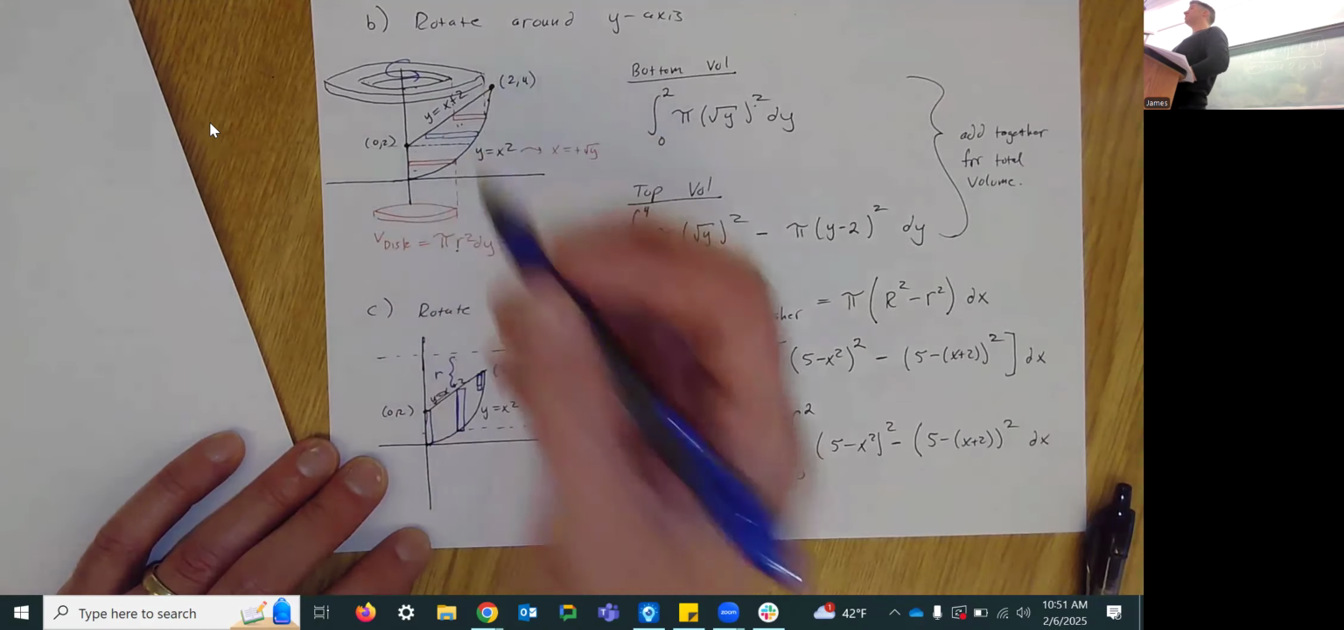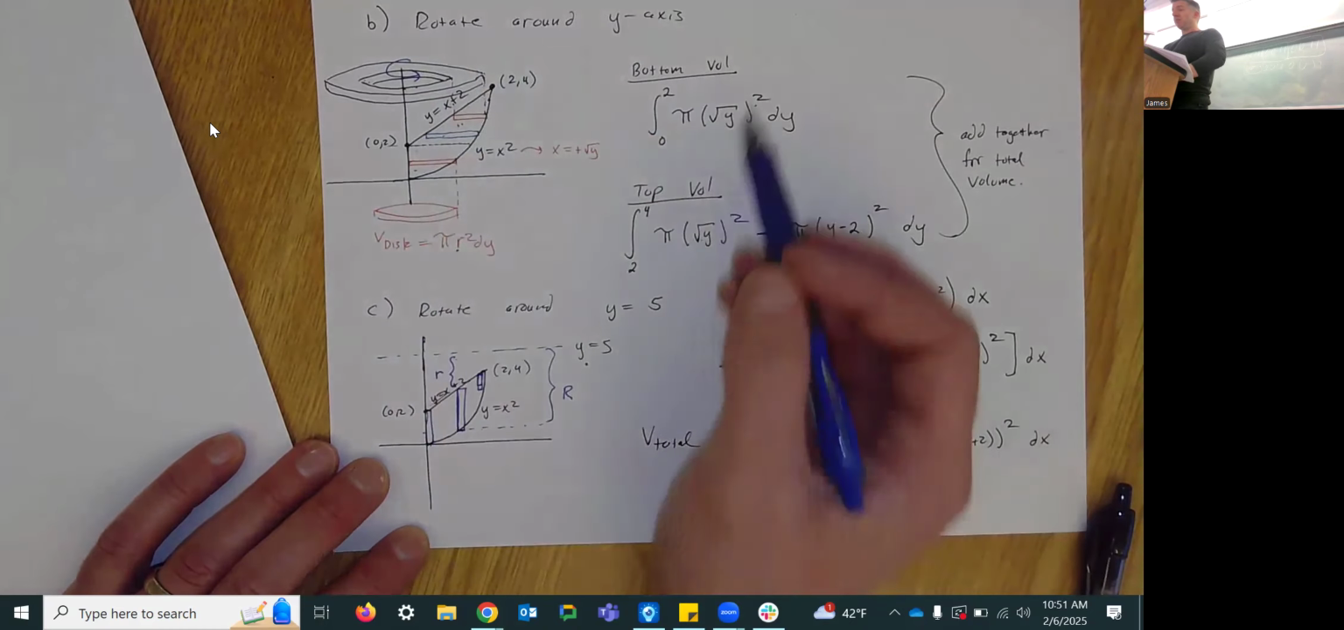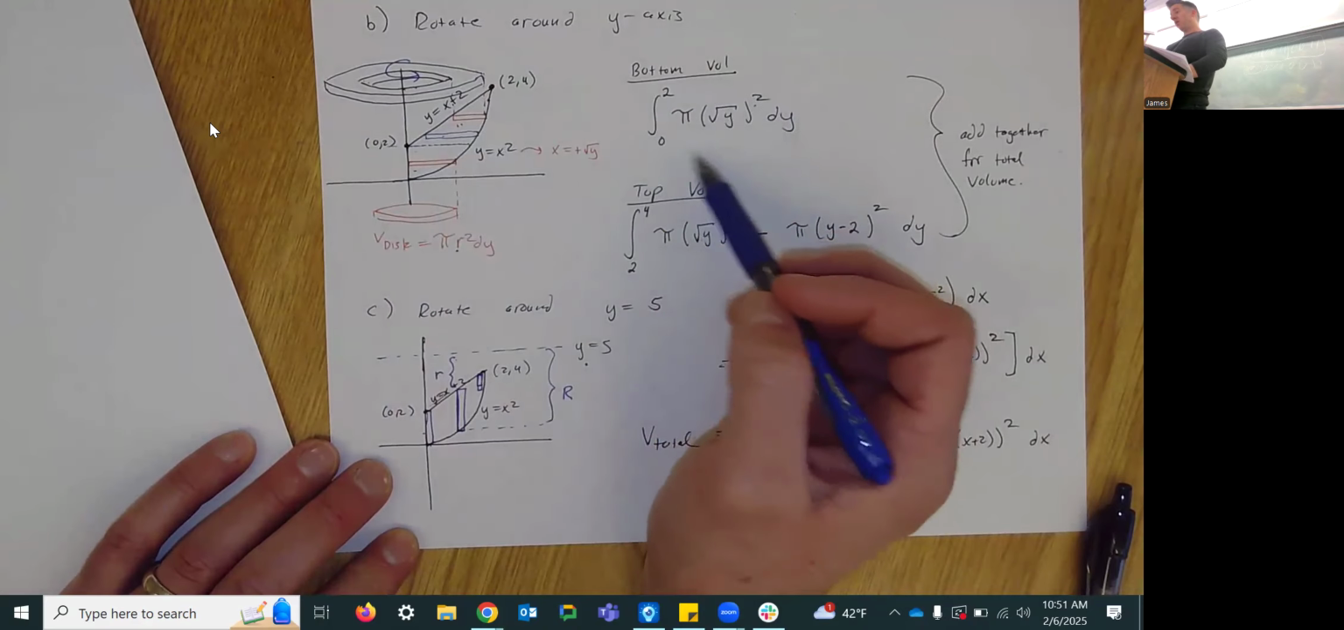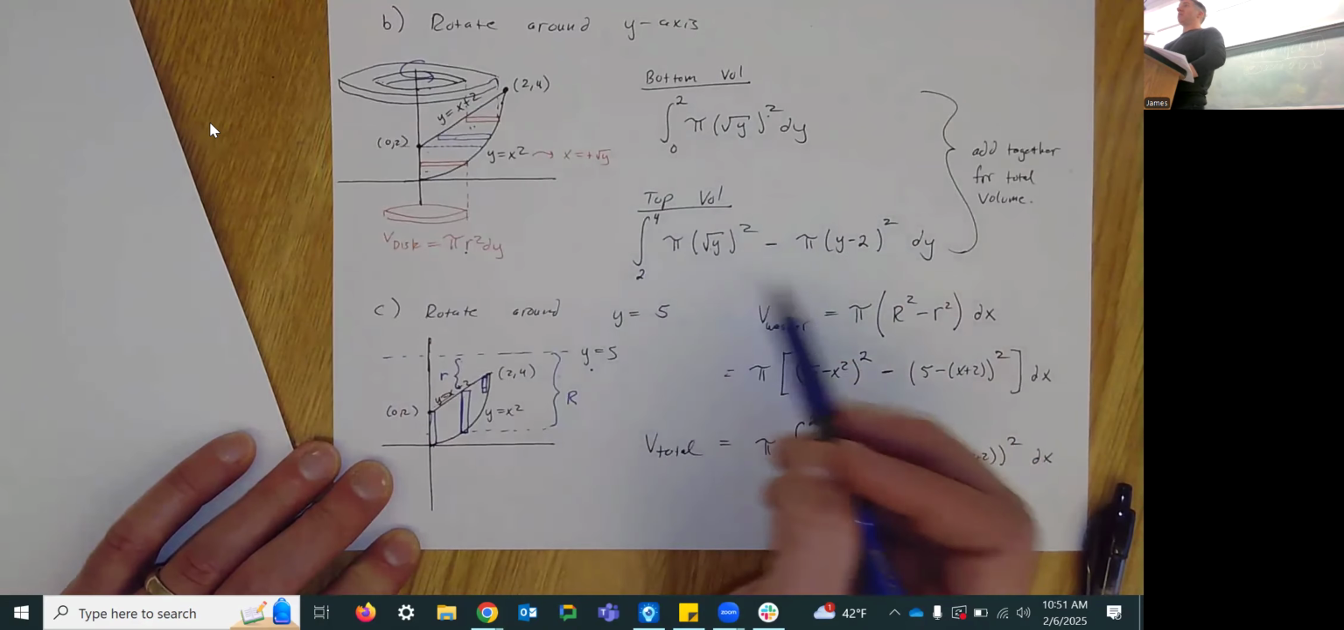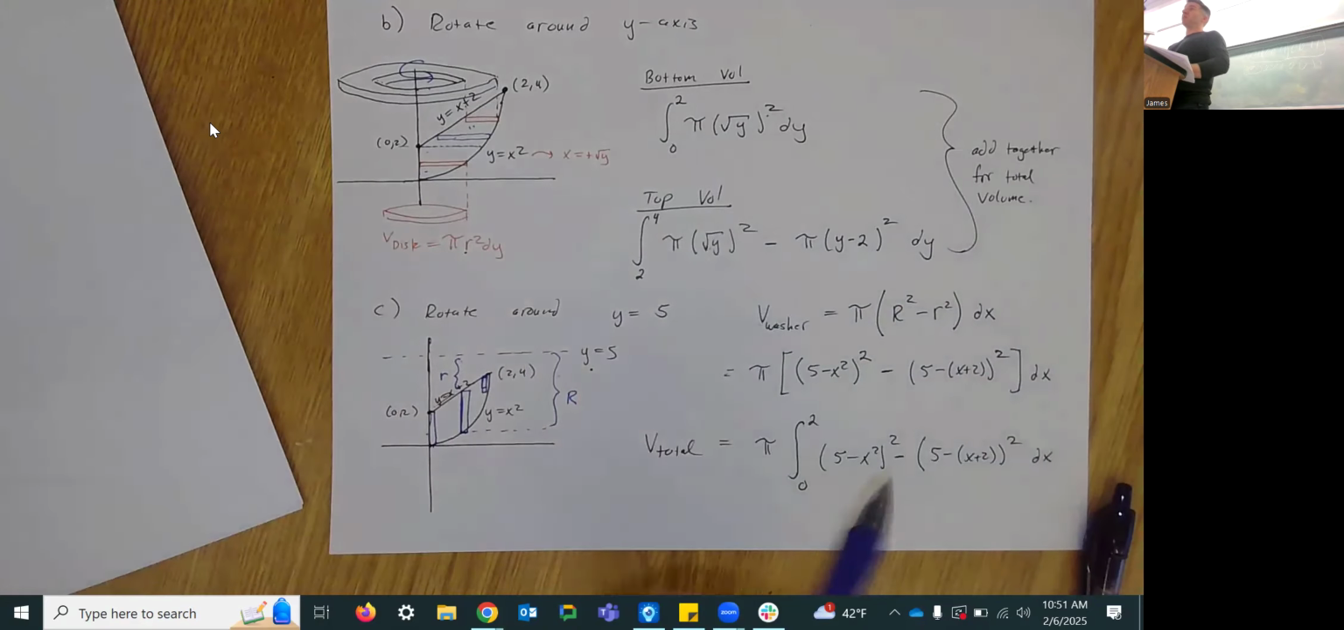It totally changes the type of interval we're doing, right? The bottom is just a disk method, whereas the top part is a washer method. So there's really no getting around it.